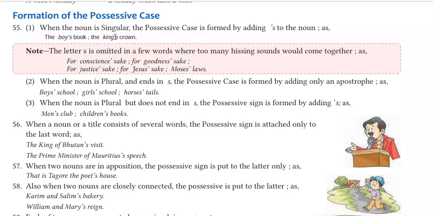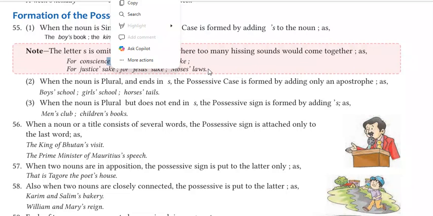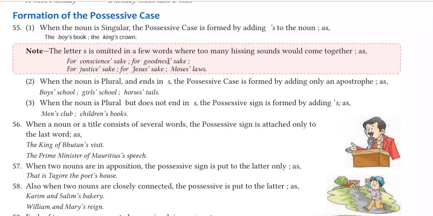We are just adding an apostrophe. This particular kind of punctuation is called an apostrophe. It shows ownership. The letter s is omitted in a few words where too many hissing sounds would come together, as in for conscience' sake, for goodness' sake. Whenever there is a hissing sound at the end, we just put an apostrophe and demonstrate the ownership. For justice' sake, for Jesus' sake, for Moses' laws, right?